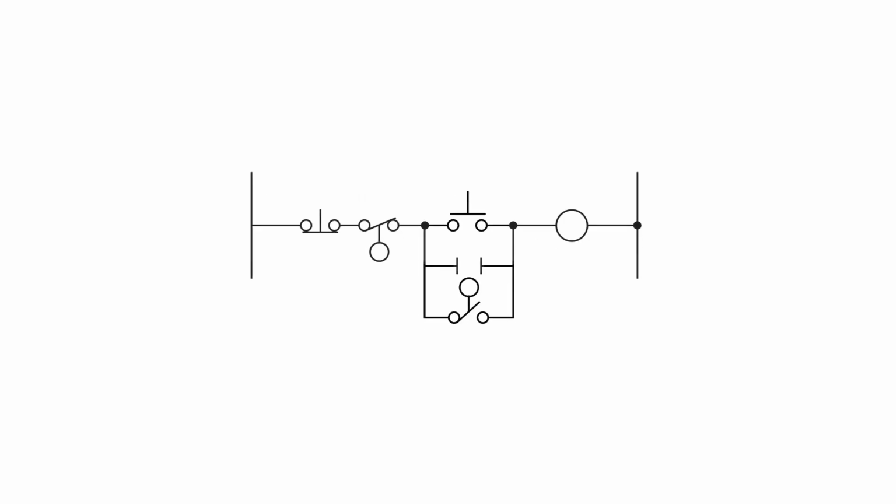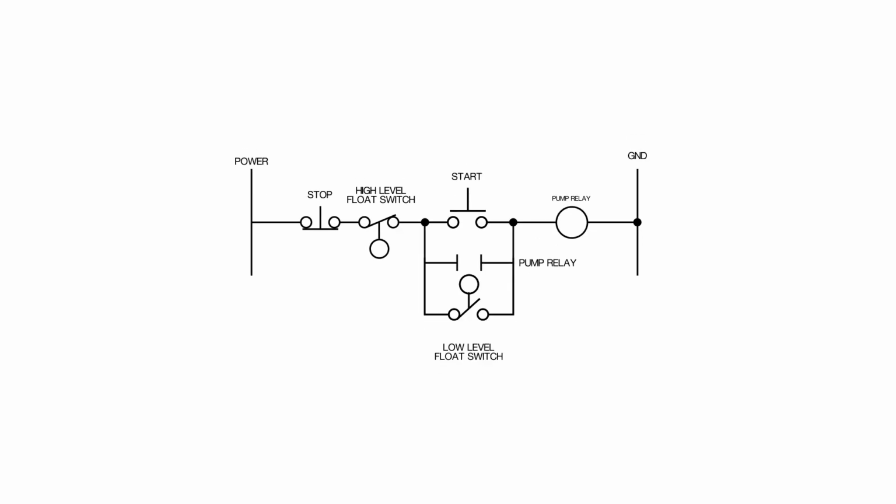The next example is one with two float switches, one normally closed high-level switch and one normally open low-level switch. This scenario would be for when the pump can be left unattended with the pump on or off. In this example, the start and stop buttons function as normal. Additionally, if the fluid level were to drop below the low-level float switch, it would go from open to closed, completing the circuit and turning the pump back on.